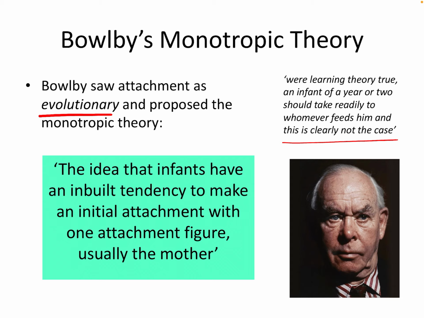This is the best quote, I think, to sum up the entire monotropic theory. It is the idea that infants have an inbuilt tendency to make an initial attachment with one attachment figure, usually the mother. If you had to describe Bowlby's monotropic theory for 1 or 2 marks, this would be the best way to do it. But it requires an understanding of various elements of his theory.